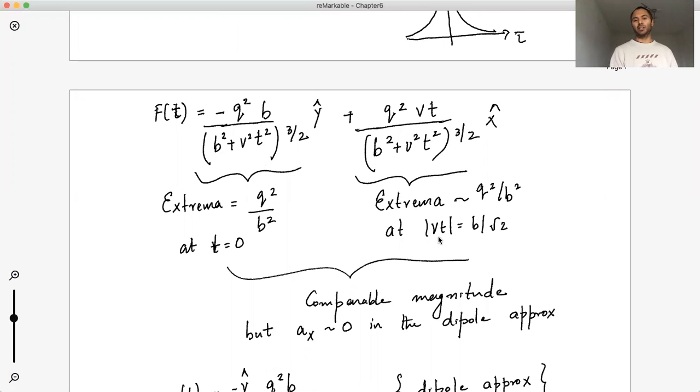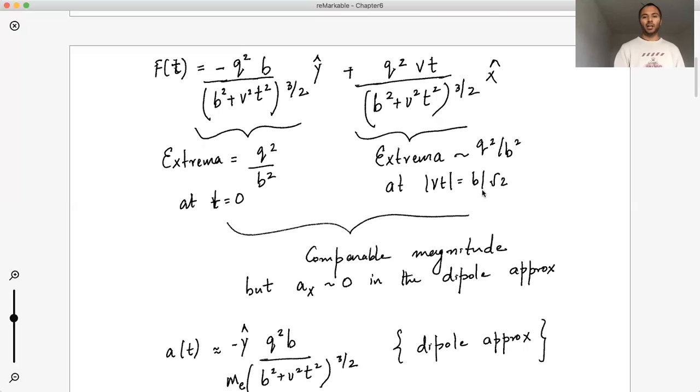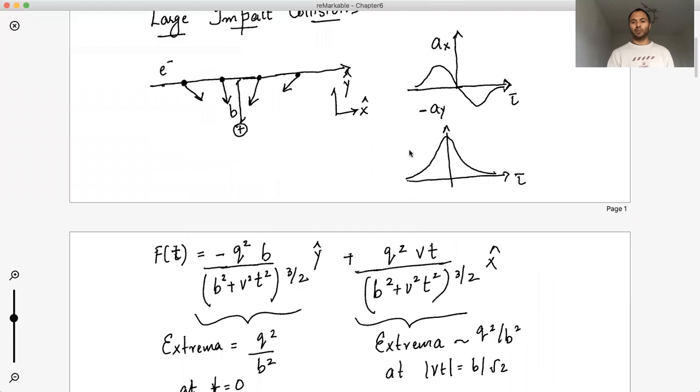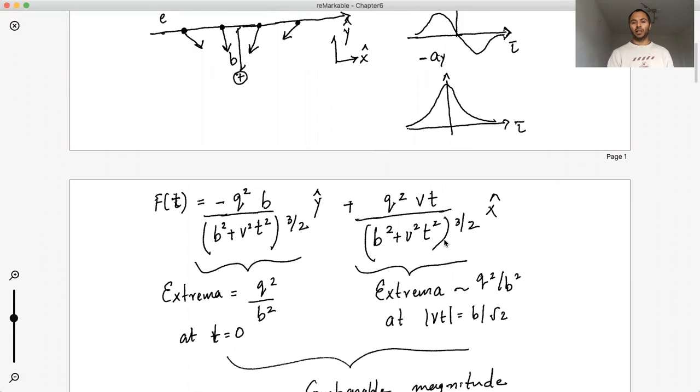It kind of happens at vt of the order of b in this case, and the extrema is comparable. You know, there's some factor here which I've left out, but it's going to be of the order q squared by b squared. You can pause the video and actually do the algebra yourself. So the idea being that these two factors have the same extrema, which means that the heights here are kind of similar, okay? And the scale over which the interaction is important is given roughly by b, okay?